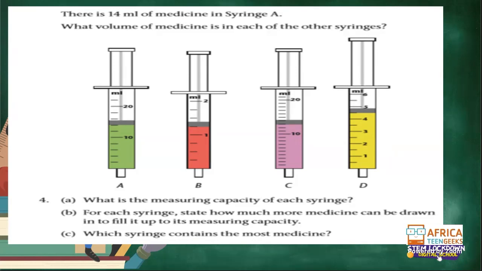Okay, I see someone saying, ma'am, I don't understand. All right, we are answering question 4A: what is the measuring capacity of each syringe? We're looking at syringes A, B, C, and D. We were first looking at the volume, which is the amount of content inside the container. And now we're looking at capacity, which is the amount that the container can hold, right? Yes, you can ask your question, JD.